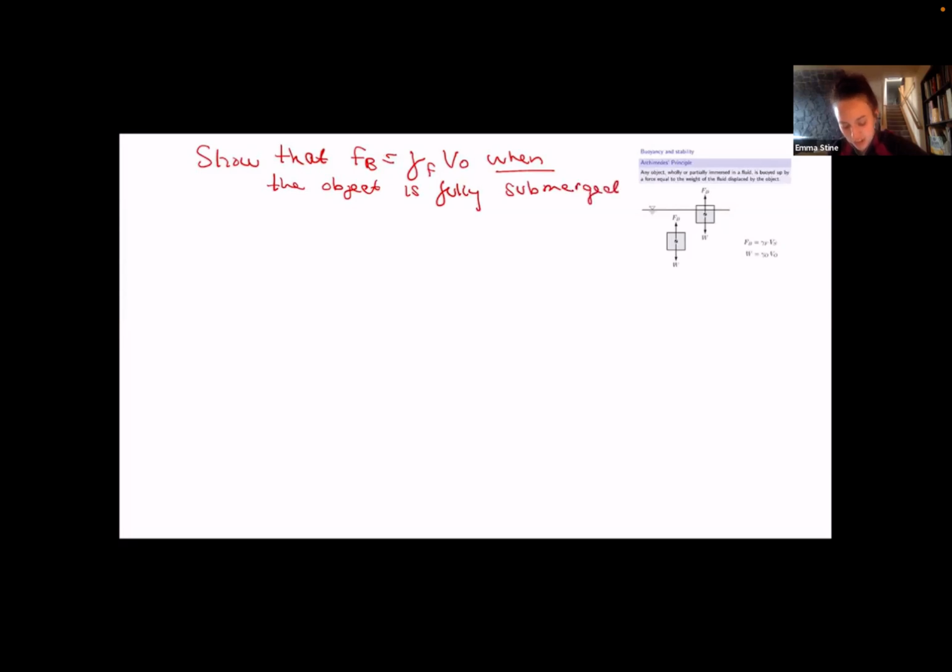And you can do the same exact derivation for partially submerged, but we're just going to do it for the fully submerged one, and then you guys can just trust us that the equation works, or we can do it later if you really want to. Okay, so we're going to do a little free body diagram.